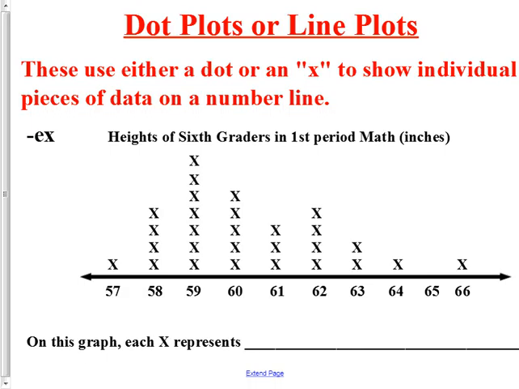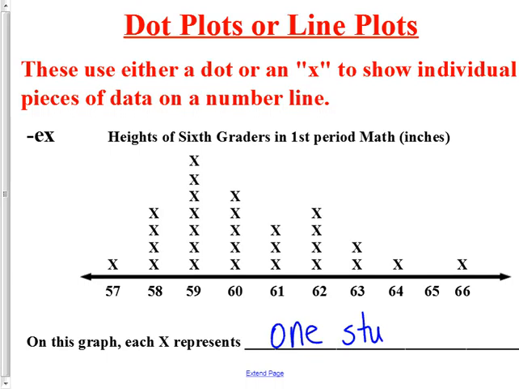These kind of graphs use either a dot or an X, and those are to show the individual pieces of data. Generally, you do them on a number line, though that doesn't necessarily always have to be the case. So looking at this particular graph, it's graphing the heights of 6th graders in first period math, and we're graphing it in inches. Now, it's important to know what each X stands for. On this particular graph, each X is going to represent one student.